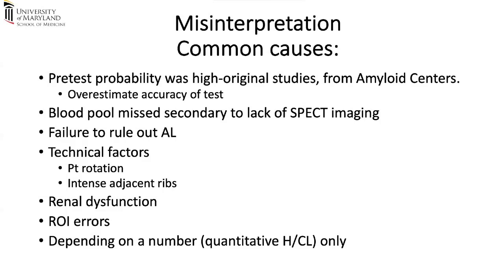The failure to rule out AL is an important cause for misdiagnosis. And then we've got technical factors: intensity of adjacent ribs, which you get in your region of interest, patient rotation. The other thing is renal dysfunction, where tracers are not excreted as quickly. Area of interest errors, where we're placing that. And depending on a number is not the way to do this. So these were many of the reasons why we're missing our diagnosis on this.